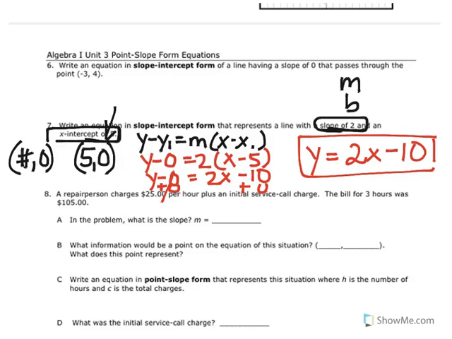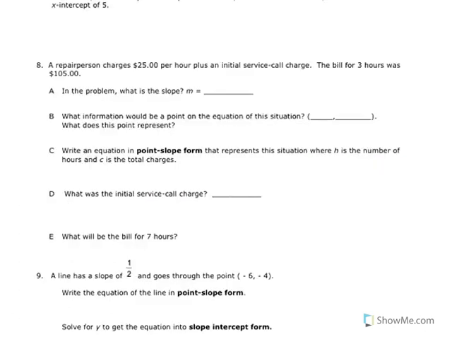Okay, let's try number 8. A repairman charges $25 per hour for his initial service call. So that's what you got to pay no matter what. And then the bill for 3 hours was $105. In the problem, what is the slope? Well, we don't know that yet. We're going to have to figure that out. Oh, no, yes, we do know it. $25 per hour. There's your slope.